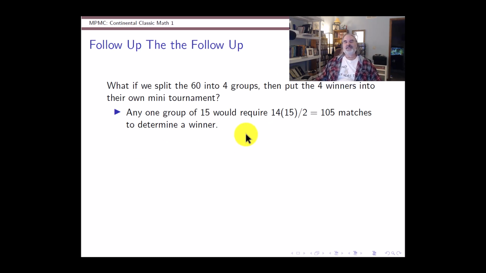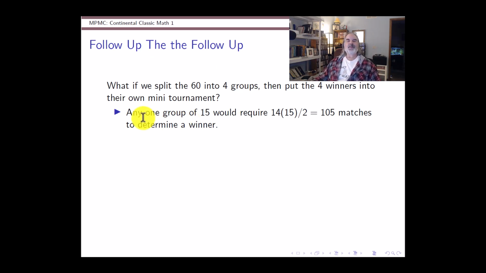But here's the other big what if. What if instead of 2 groups, we split them up into 4 groups? So we're going to take the 60 wrestlers, we're going to split them into 4 groups. So group 1, 2, 3, and 4. Each of those is going to be a little mini round robin tournament. And then the 4 winners that come out of those are going to have their own teeny tiny round robin tournament to determine one overall winner.